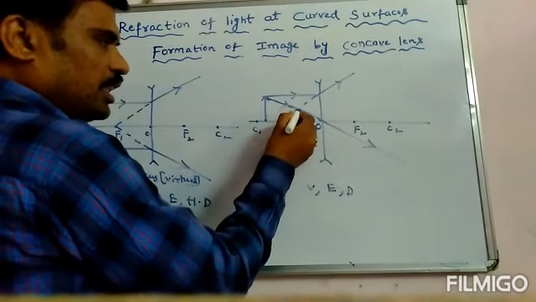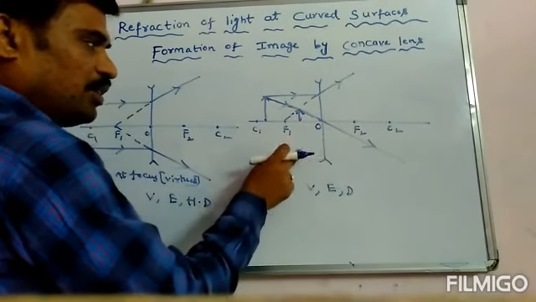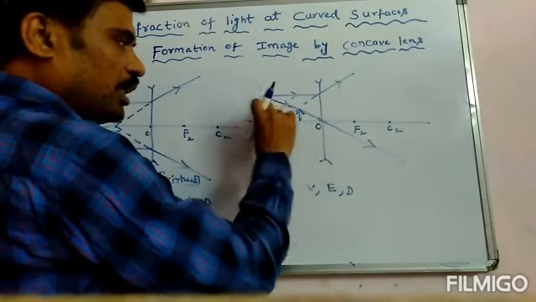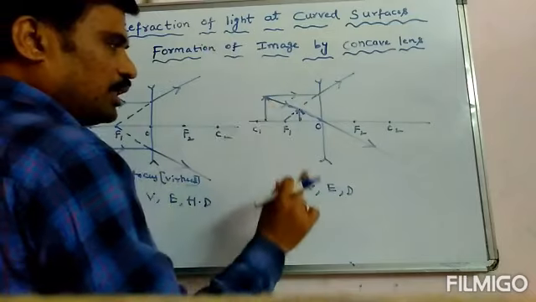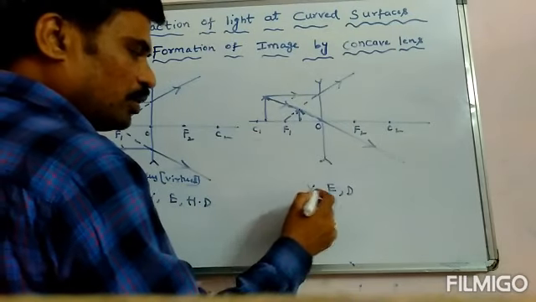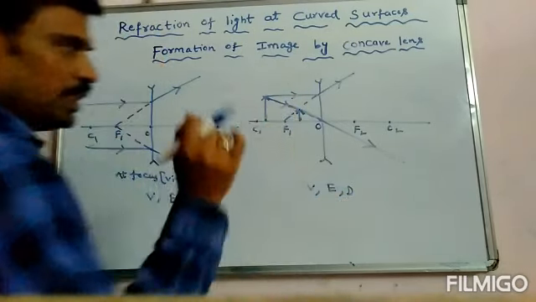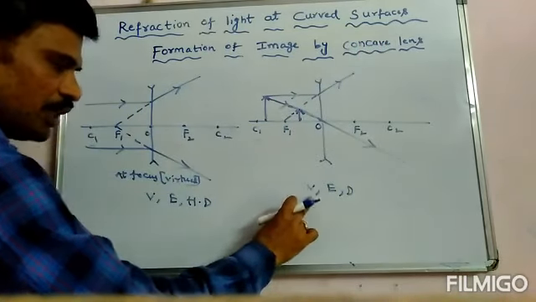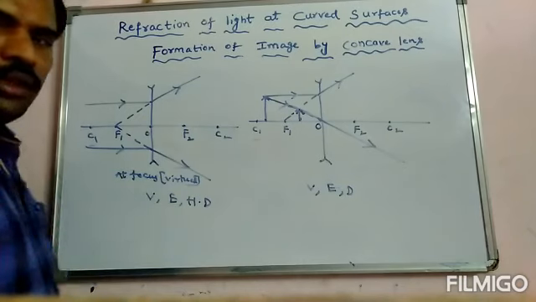Then both the rays met at this point, and the image is formed between object and the lens. And the image is smaller in size than the object, hence the image is virtual, erect and diminished. One thing remember, concave lens always forms virtual image, right?